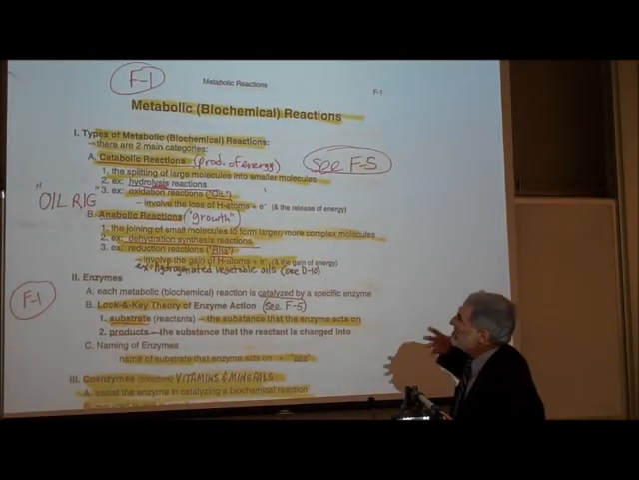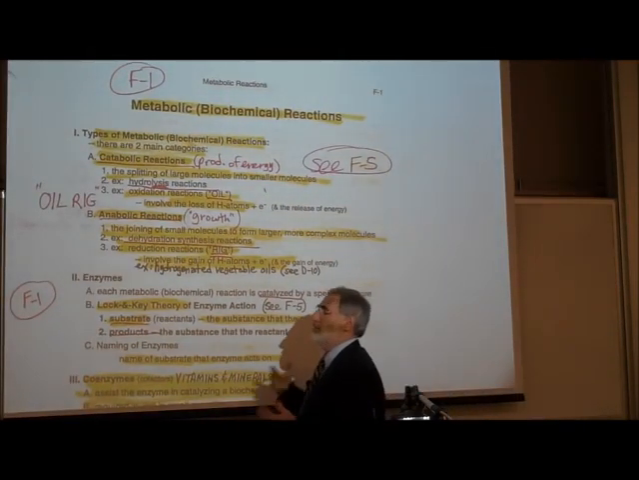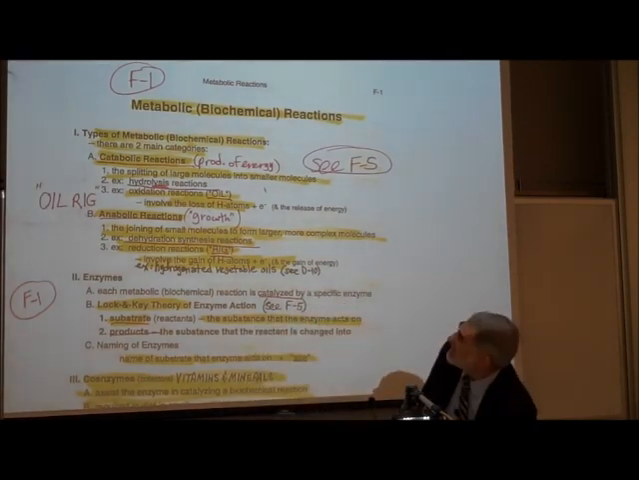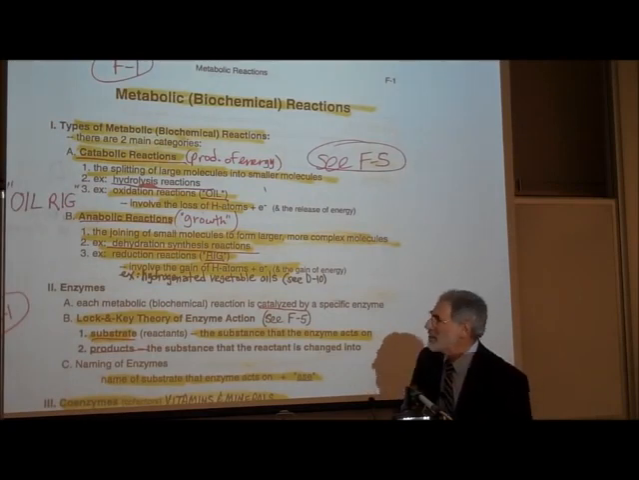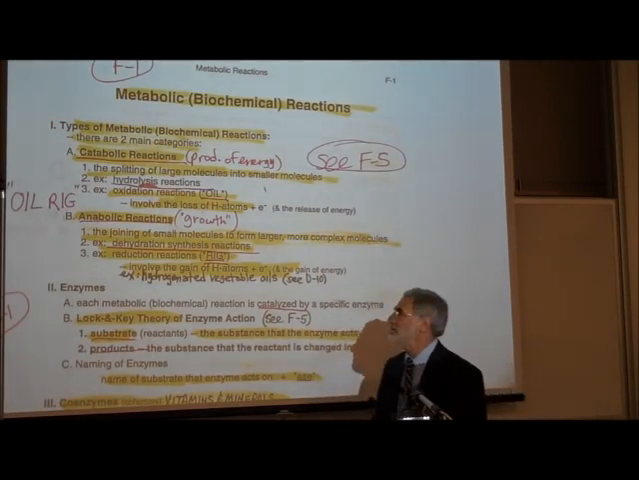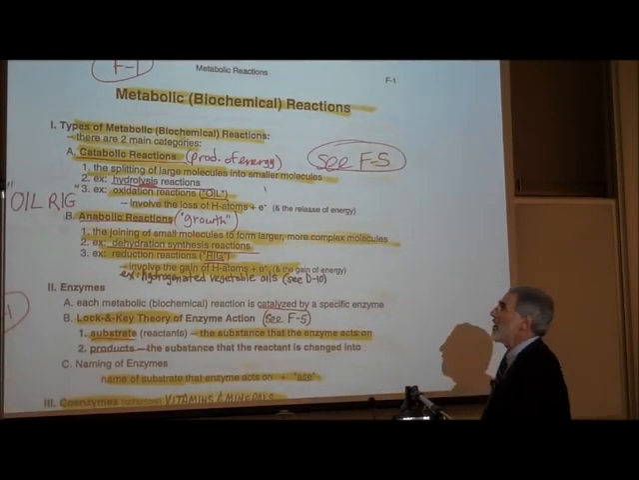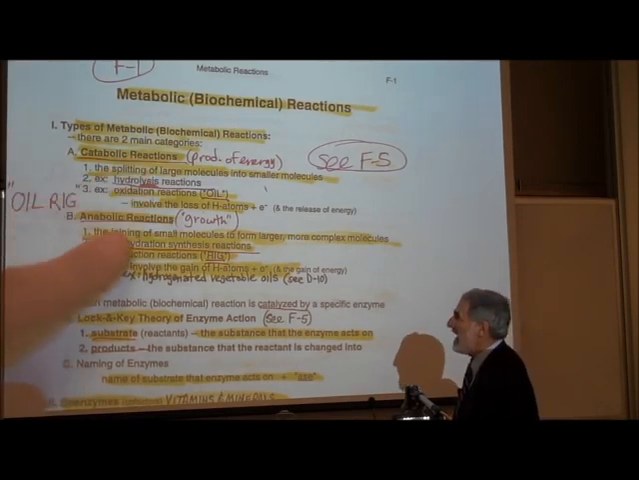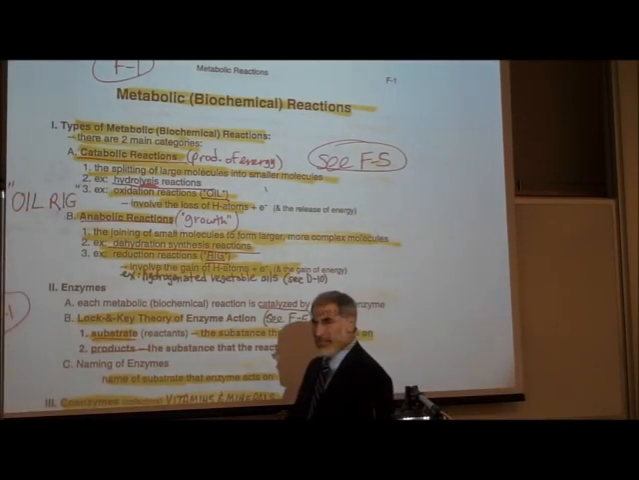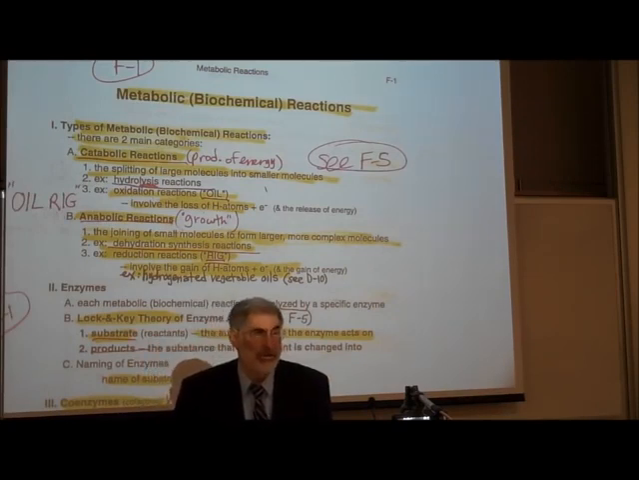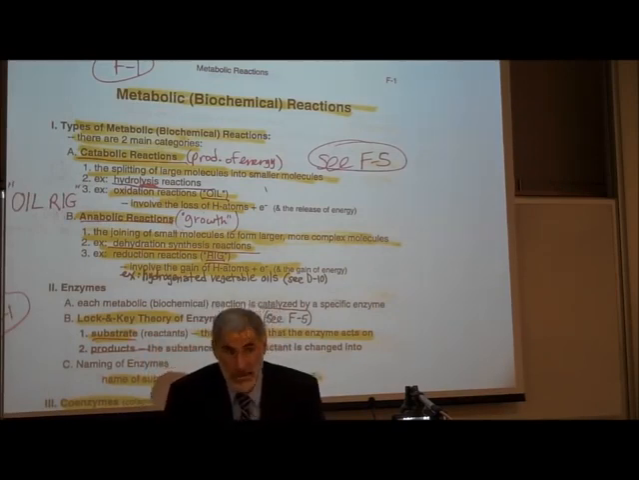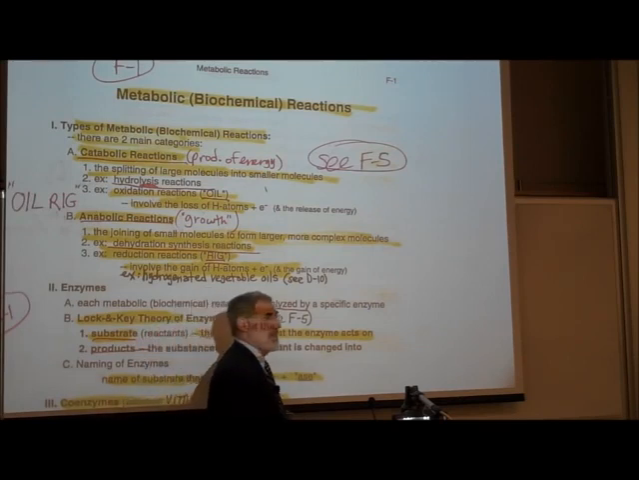Now, when we examine the biochemical or metabolic reactions inside any living organism, there are two major categories of biochemical reactions or metabolic reactions. There are catabolic and anabolic reactions. Are these new words? No. They originally appeared on page A3. If you don't believe me, look at page A3.